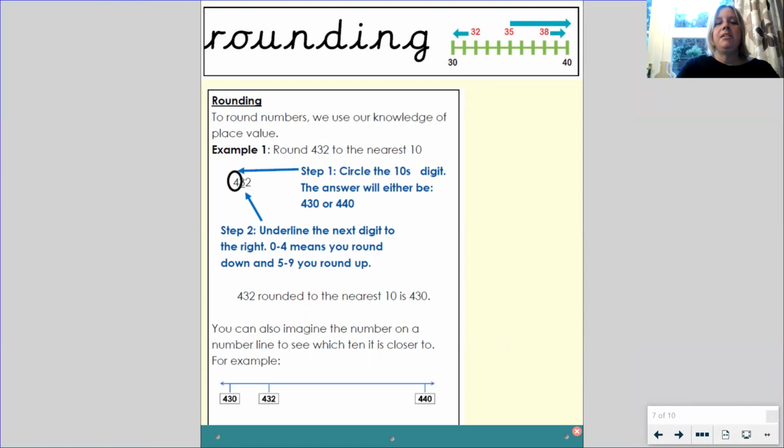The first thing we need to do for step 1 is circle the tens digit. The answer will either be 430 or 400. Step 2, underline the next digit to the right. 0 to 4 means you round down to the 10 before, and 5 to 9 means you round up to the next 10. 432 rounded to the nearest 10 is 430. We can also imagine this on a number line to see which 10 is closer.